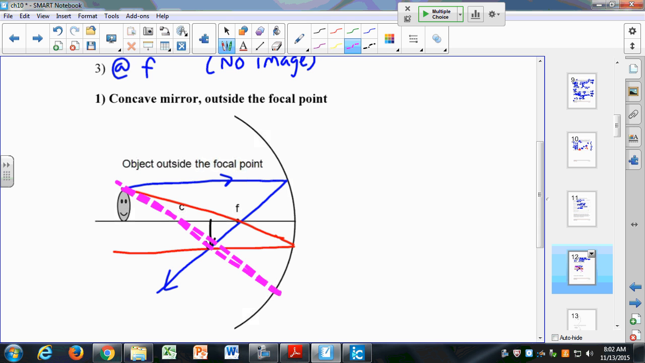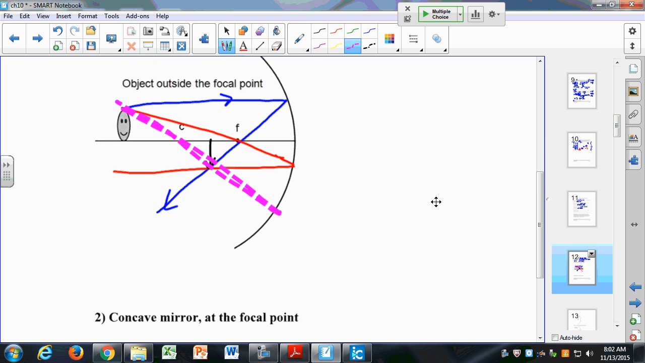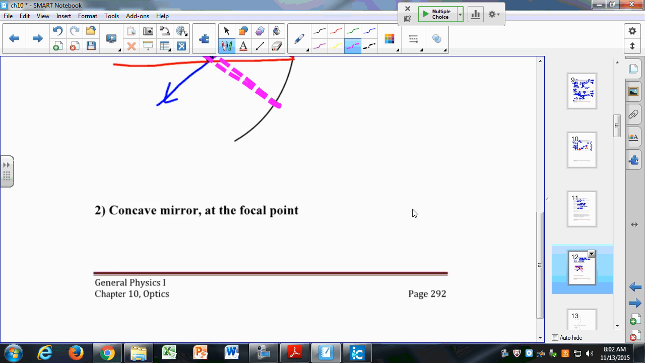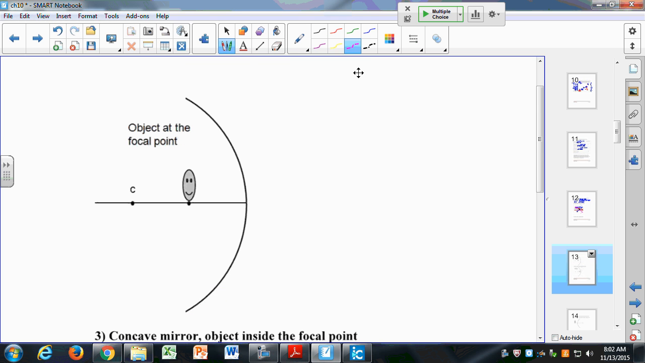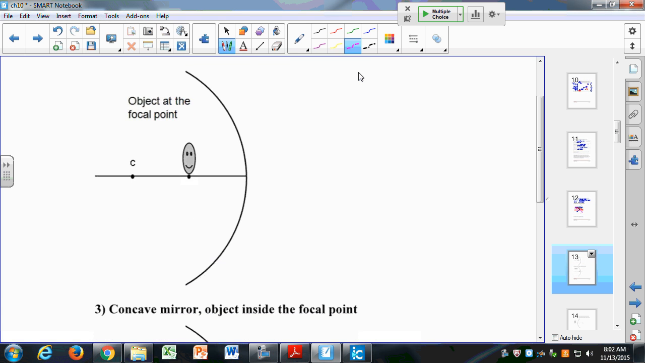Next semester, you're going to do this in lab. You'll see it again then. So I get an image that's real, inverted, and sometimes it's bigger, sometimes it's smaller. Sometimes it's the same size. If it's at the focal point, what type of image do I get? No image at all. And you can see that here.